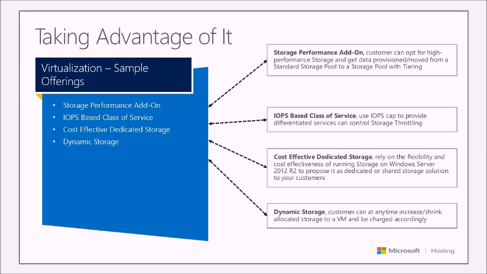Another example is the IOPS-based class of service. So you can use the IOPS cap to provide differentiated services that can control storage throttling. Also, when you're doing dedicated solutions for customers or building private clouds for your customers, sometimes they ask for dedicated storage solutions. So being able to quickly deliver those dedicated storage solutions based on software gives you the flexibility, cost advantage and time to market that no other solution can provide.